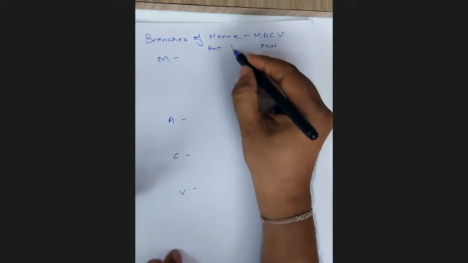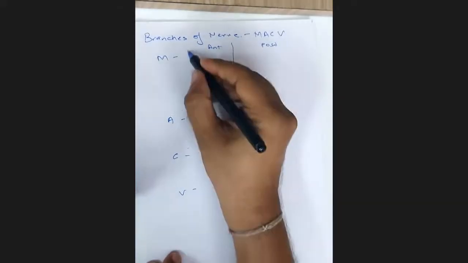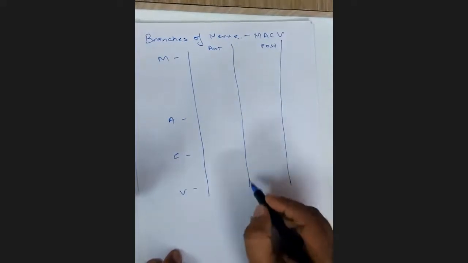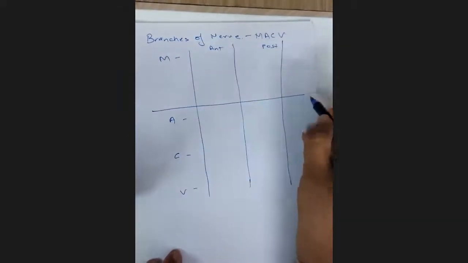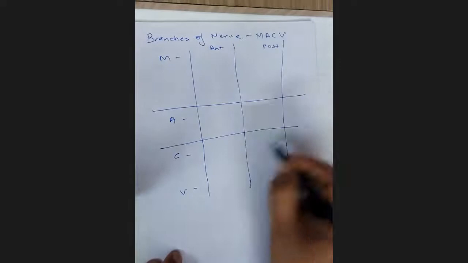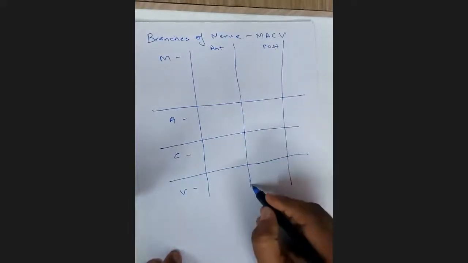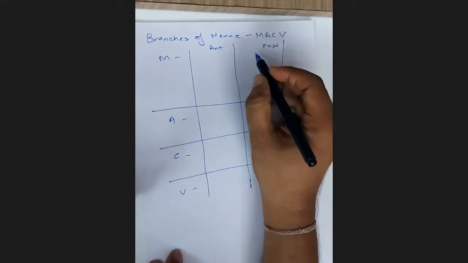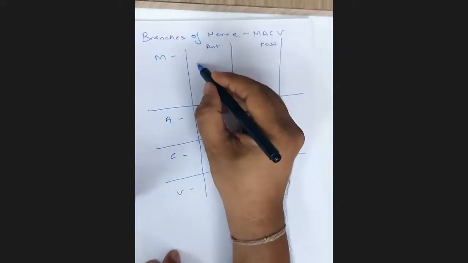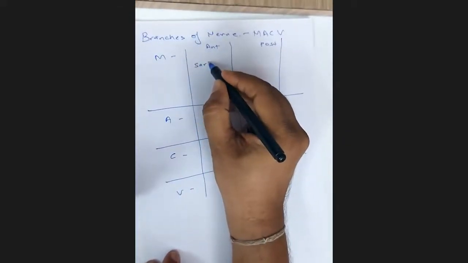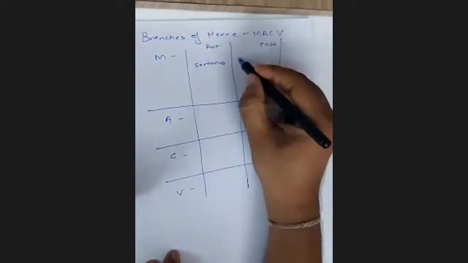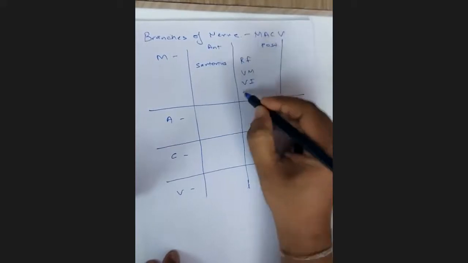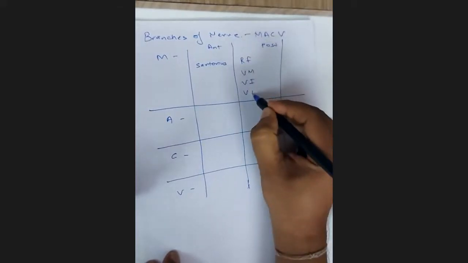So what I do is I make a chart like this. So what are the muscular branches of anterior division, articular branches? Okay. So muscular branches from the anterior division are for sartorius. And from the posterior division are for rectus femoris, vastus medialis, vastus intermedialis, and vastus lateralis.